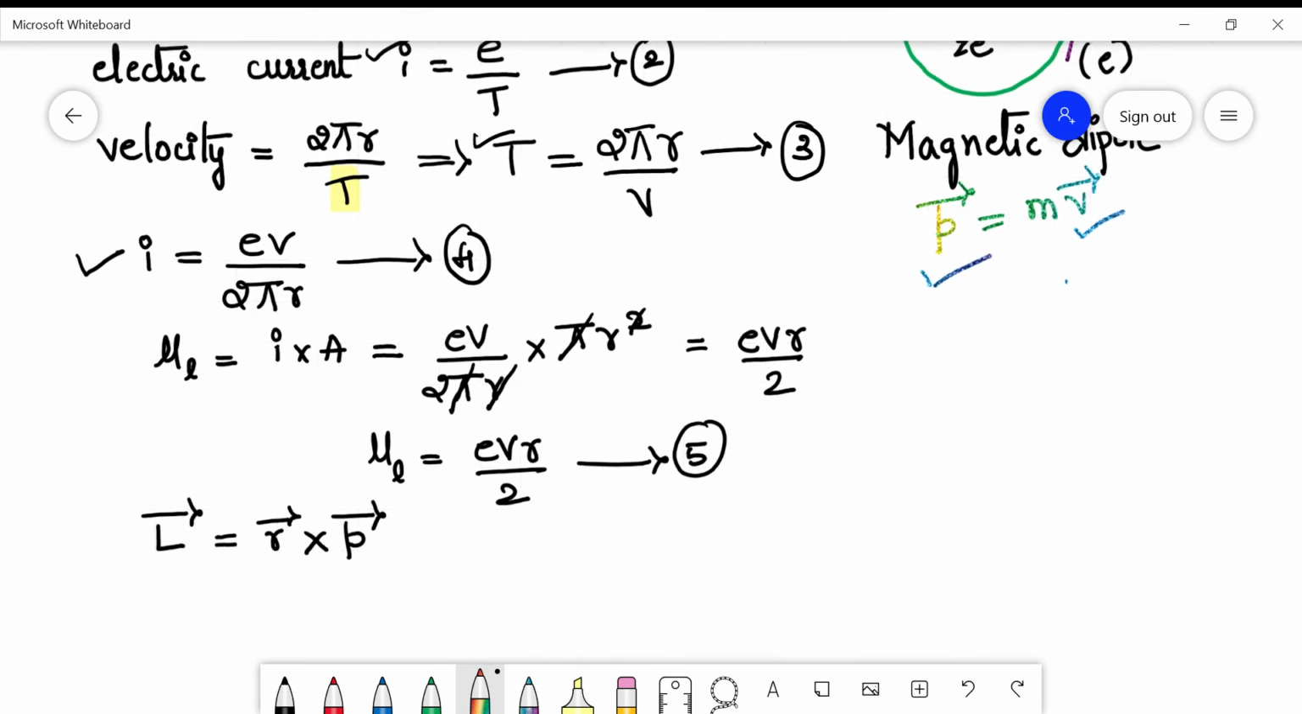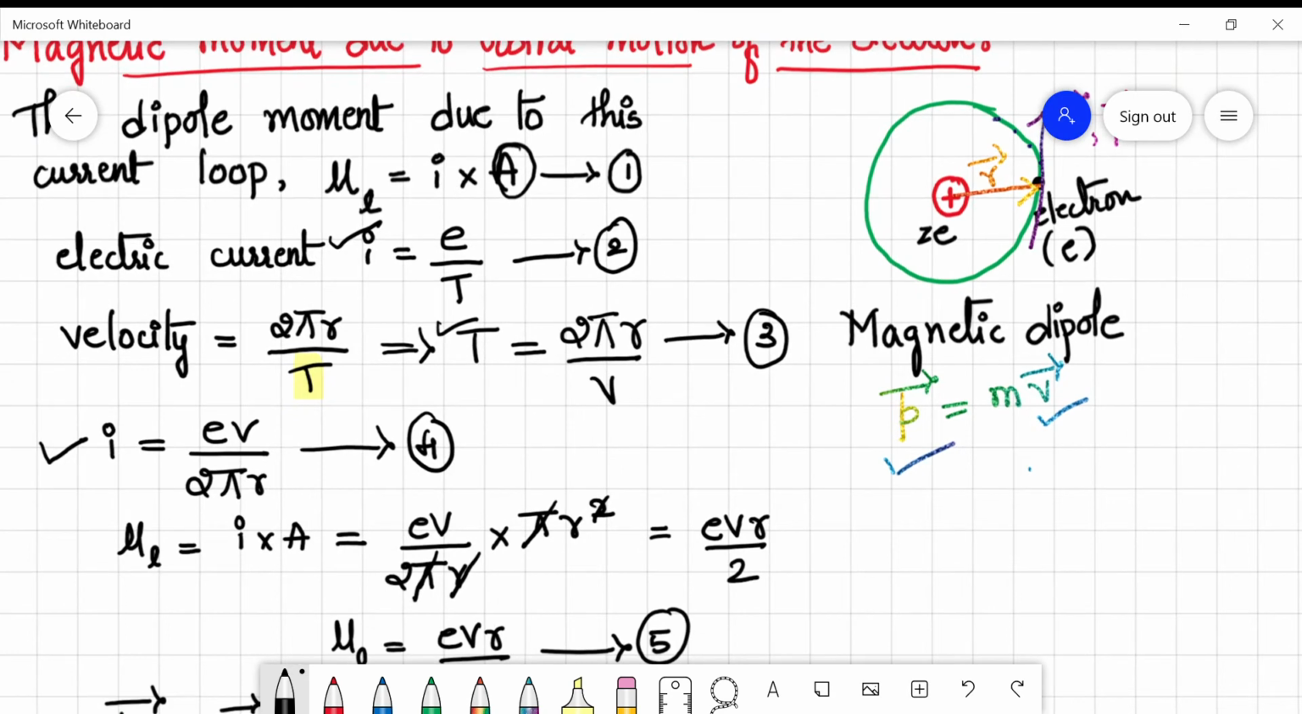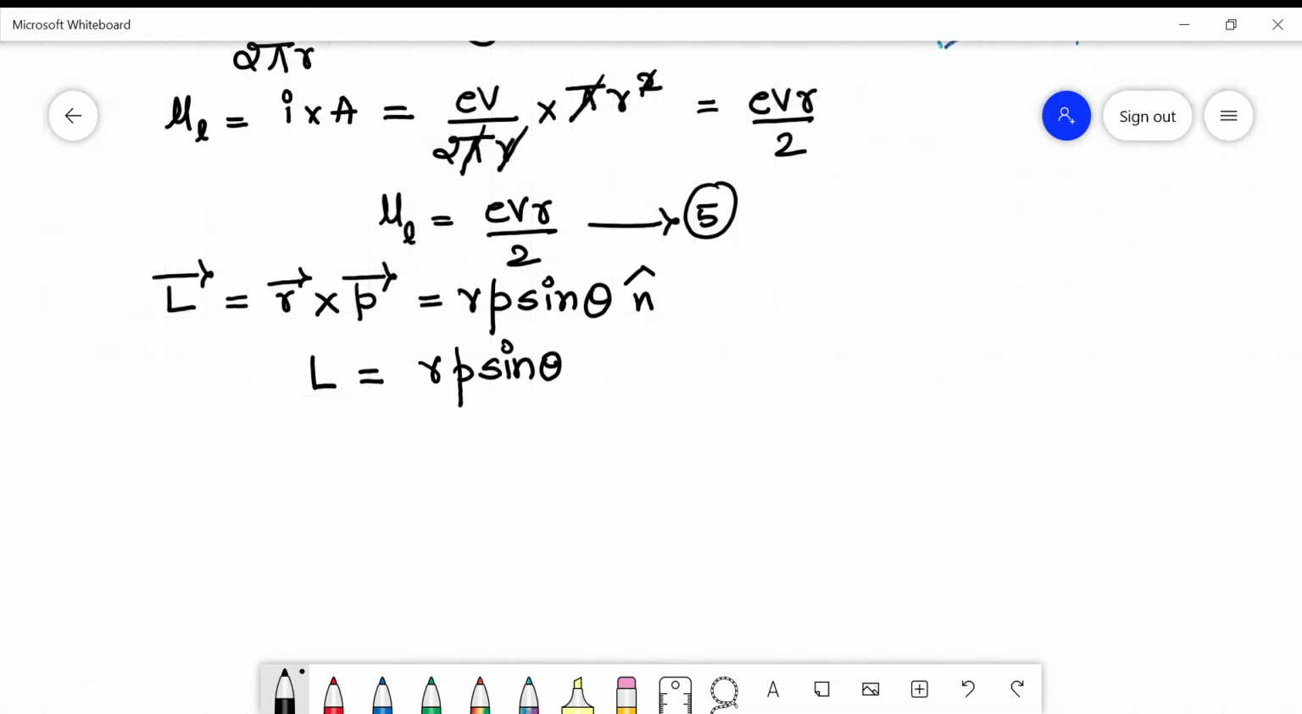Now, remember that point. R cross P here is nothing but RP times, can I consider the angle between R and P as theta, RP sine theta with a unit vector. If I consider only the magnitudes, what will I get? RP sine theta. Theta is the angle between R and P. From this figure, we have seen that the angle between R and P is equal to 90 degrees. Now sine 90 is nothing but 1. So L is equal to RP.